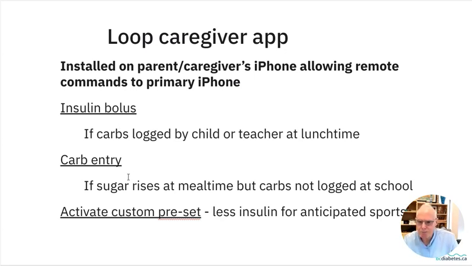Alternatively, if it's lunchtime and the mum or dad sees the sugar rising at the time that lunch would be had, but the carbs are not logged, the mum or dad could enter the carbs, and then the system wouldn't give them the mealtime bolus based on carb counting, but it would give the microbolus corrections. And finally, the Loop Caregiver app can be used to activate the presets we talked about. The commonest one being sporting exercise apps where the target is raised to 9 and the proportion of insulin is reduced to around 70%.